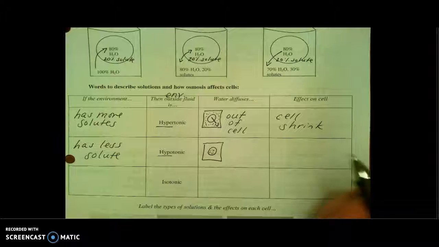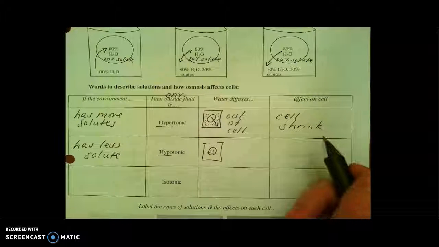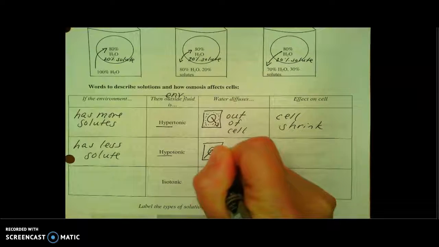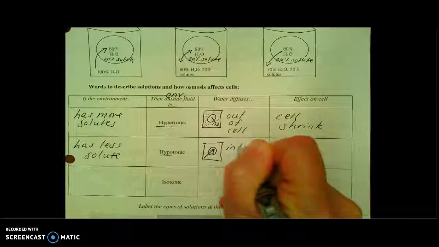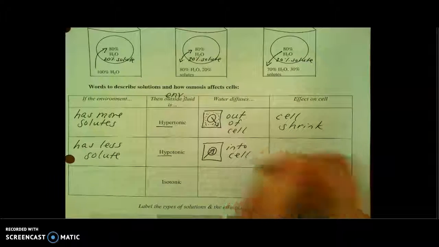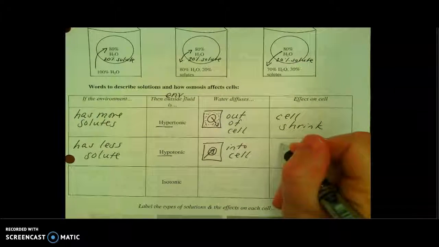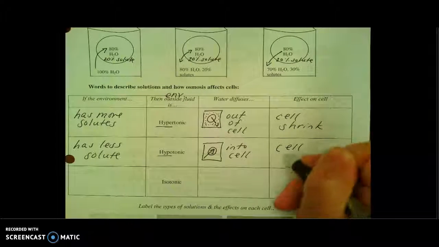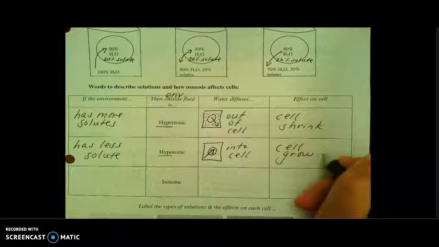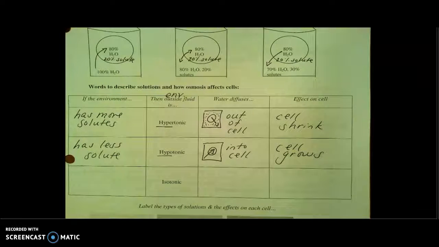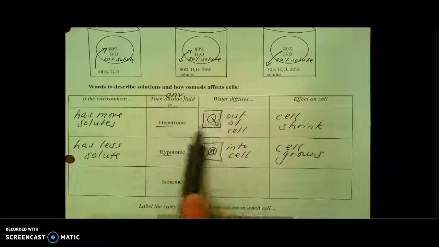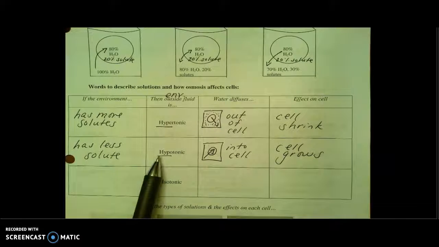And if I know water wants to get to where all that solute is, water is very likely to try to rush into the cell. And as that happens, the cell was shrinking before, but now if the water's entering, the cell grows. So hypertonic says the environment has more solute. A hypotonic environment has less solute.